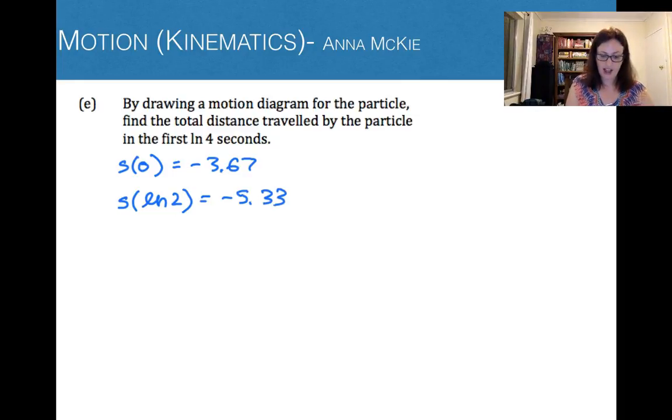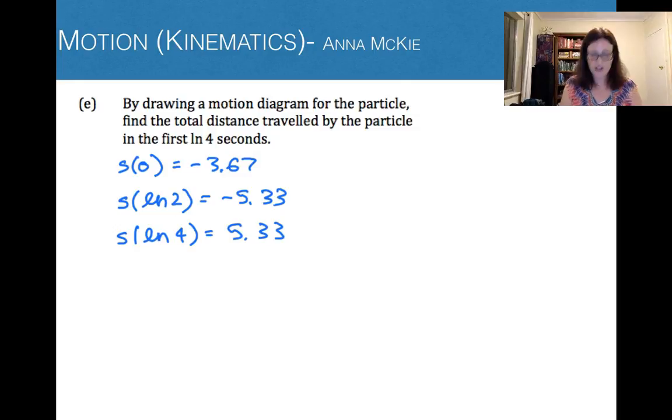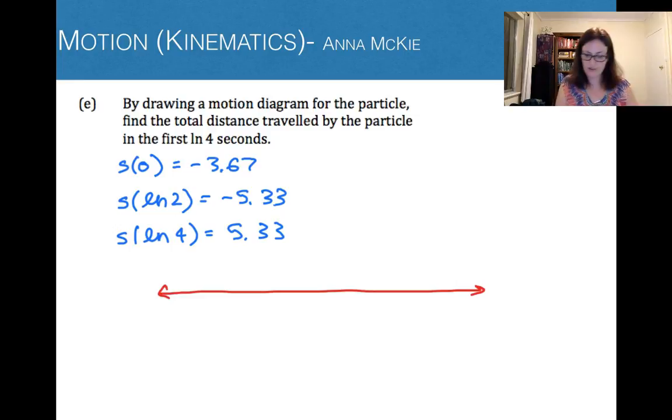-5.33, and then when sometimes it asks you, it stops at a certain point, and this time it's ln 4, so s of ln 4 is +5.33. So there are values of interest. To draw a motion diagram, we draw essentially a number line, and this is representing s, and these are the values that you're going to put on there, as well as the origin. It doesn't have to be exact, so we've got our largest negative value, our next negative value, always put 0, and the final value.